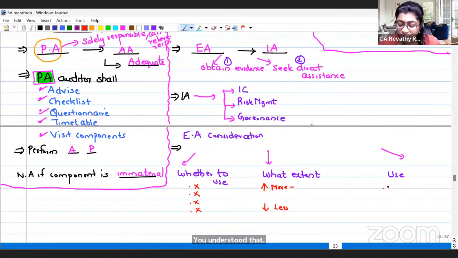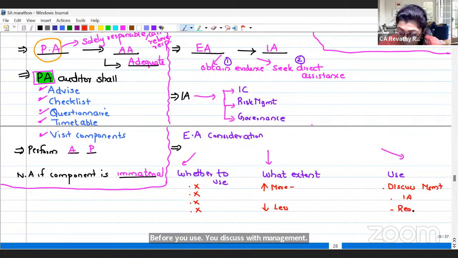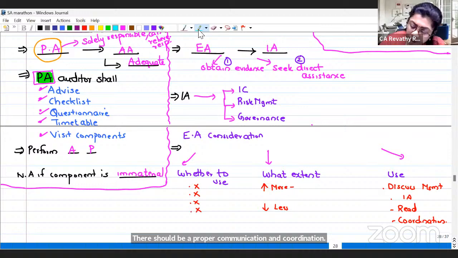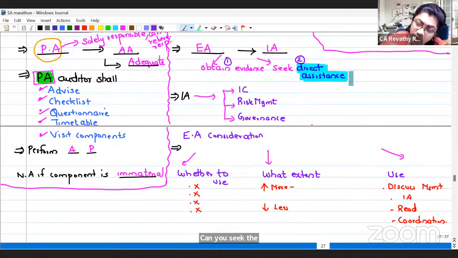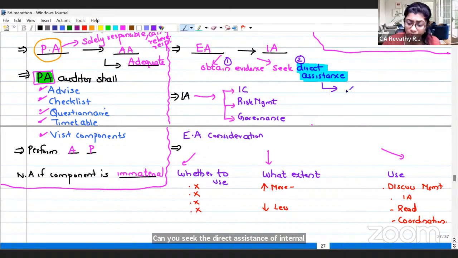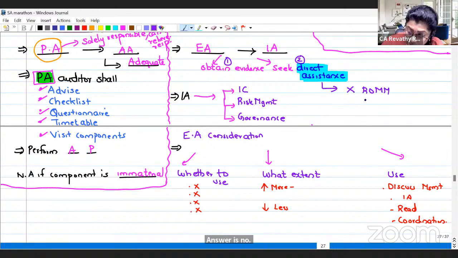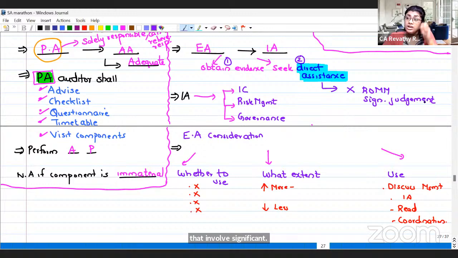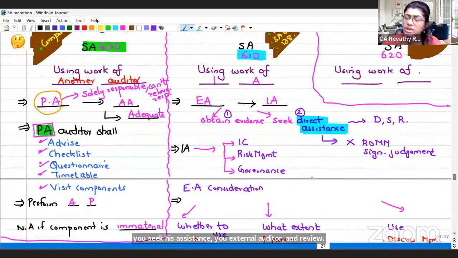Now you use. Before you use, you discuss with management. Discuss with the internal auditor. Read his report. There should be proper communication and coordination. Can you seek the direct assistance of the internal auditor in every area? Answer is no. Again, not in areas that involve high risk, not in areas that involve significant judgment. Even if you seek his assistance, the external auditor shall direct, supervise and review. Are we clear?